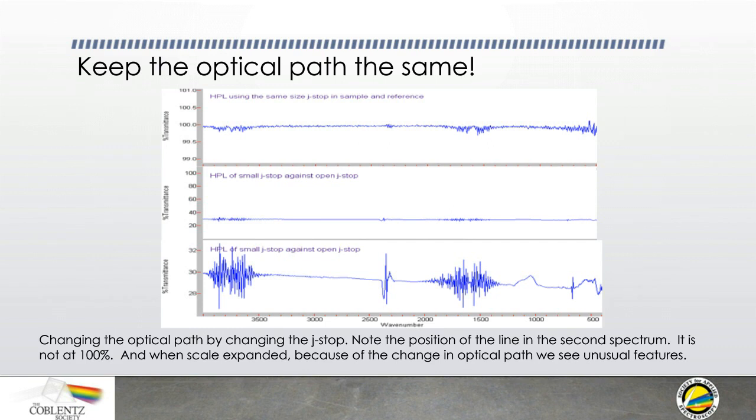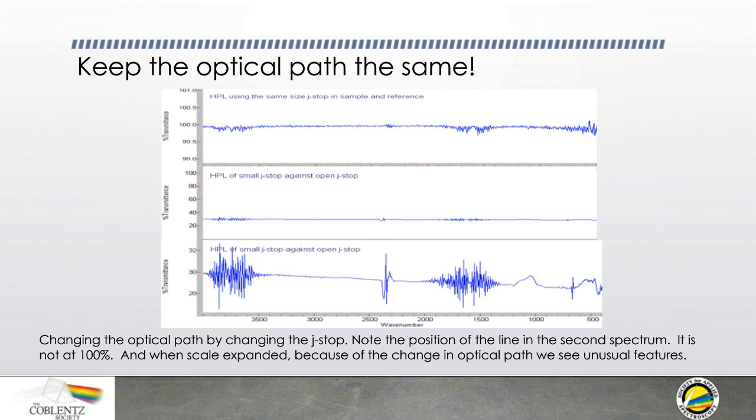In some instruments, if there is no beam attenuator, what people will do is they'll close down the resolution aperture or the J-stop in order to attenuate the energy. That happens especially if you're using something like a mercury cadmium telluride detector. And what you see is the top 100% line is the J-stop in the same position for the sample and the background.